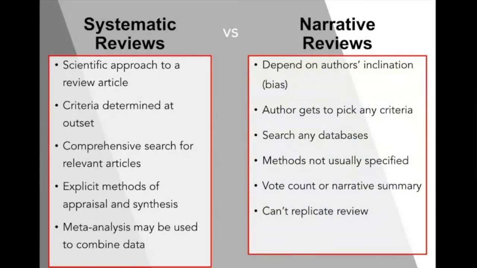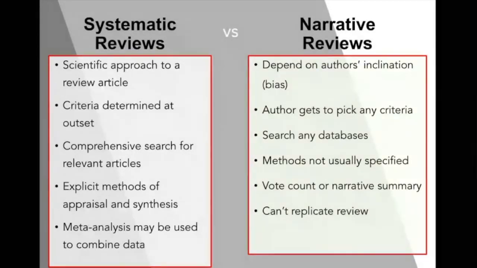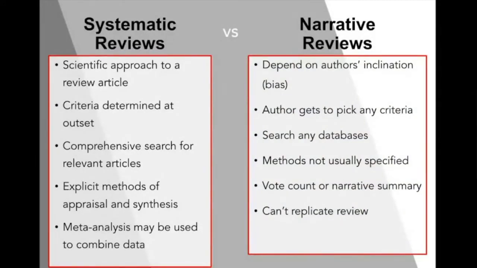And narrative review depends on the author's inclination and bias. So the author will have their own point of view, their bias, whether they agree or disagree, whether they favor the negative or the positive. It depends on the author's point of view. Okay, and the author gets to pick any criteria he wants. And the database search is not fixed, so he can use any database that he wants.